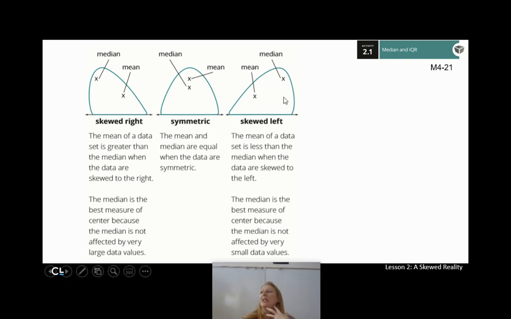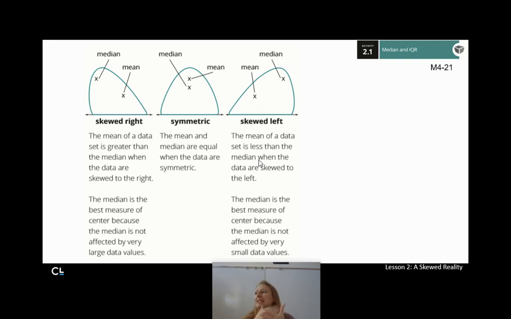If it's skewed left, all right, so now it's leaning the other way. Do you like how I lean when I tell you guys about this? It's leaning, it's skewed left. All right, I'm leaning left. So now that it's skewed left, the mean of the data is now less than the median. That's the opposite of what happened when it was skewed right, isn't it?